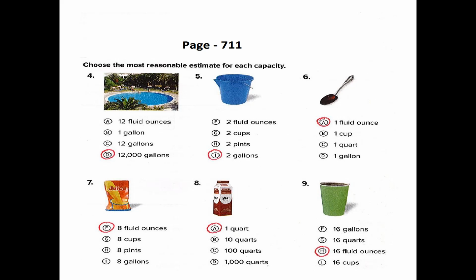In number 5, it is a bucket. We have 4 options, F, G, H, I. So the correct answer is I. It contains 2 gallons of water.